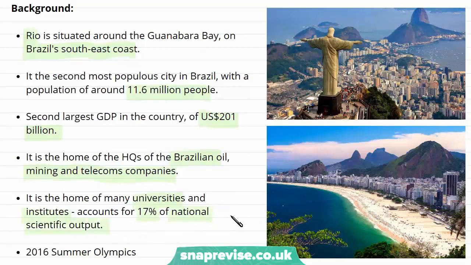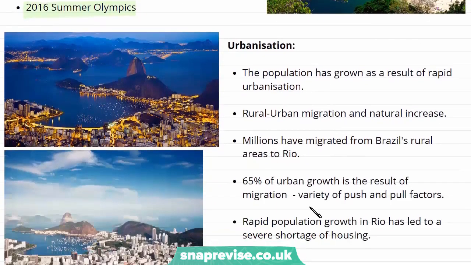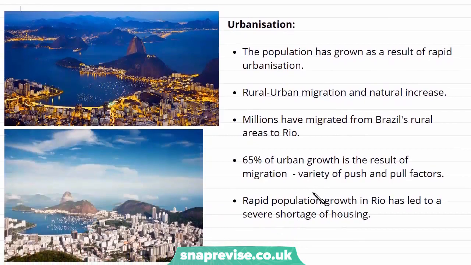So as you can see, overall, Rio is a very influential and big and populous city. And it was also the host of the 2016 Summer Olympics. So that was just some background to Rio as a city. And now we're going to have a look at some of the causes of Rio's urbanisation.